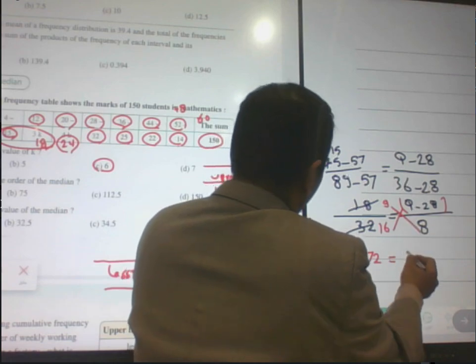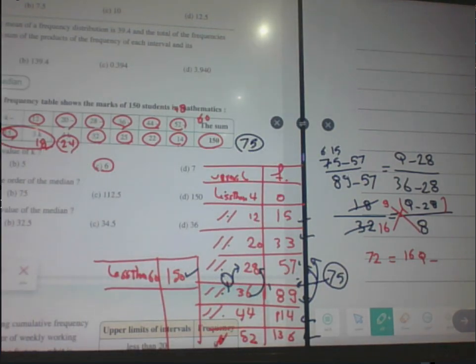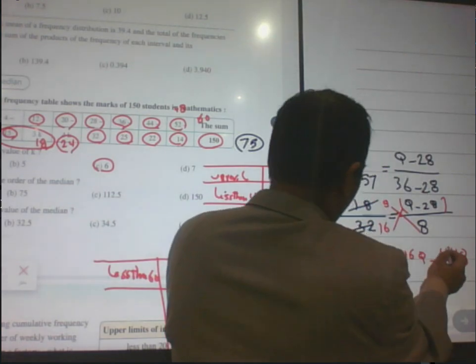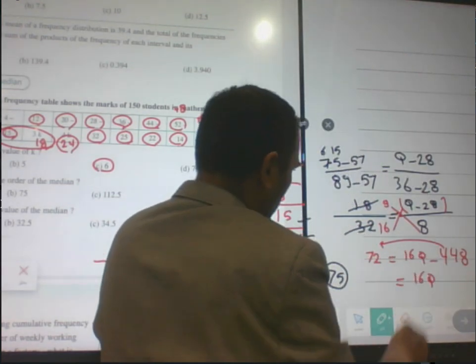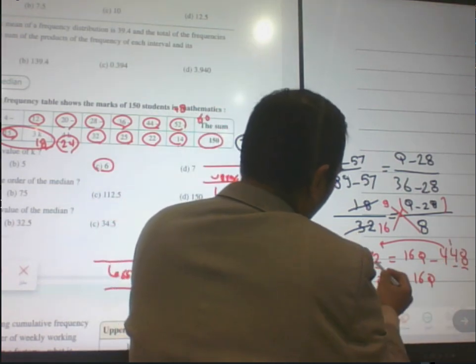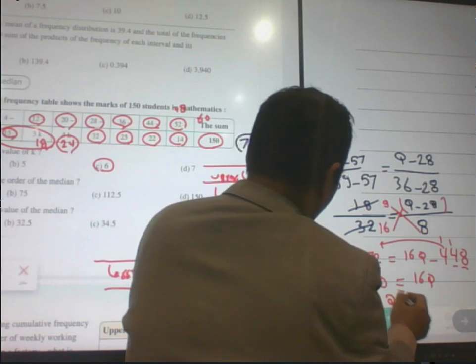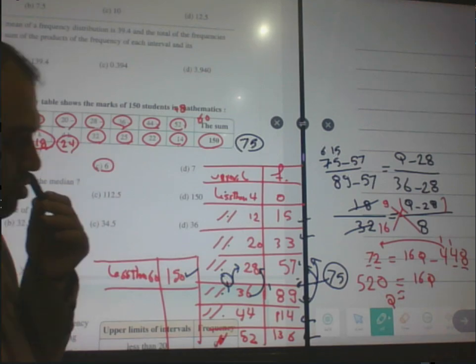And here 16 times Q equals 16Q, subtract 28 times 16. Write it by calculator: 28 times 16 equals 448. Then we move here: 72 plus this number 448. 8 plus 2 equals 10, 0 and carry up 1. 5 plus 7 is 12, 2 and carry up 1. 4 plus 1 is 5. Then the value of Q equals 520 divided by 16. 520 divided by 16 equals 32 and a half.